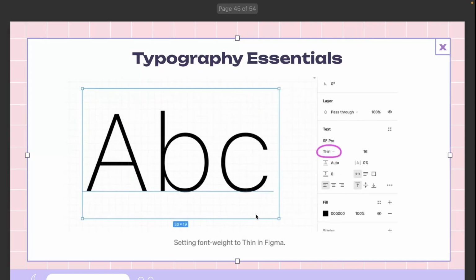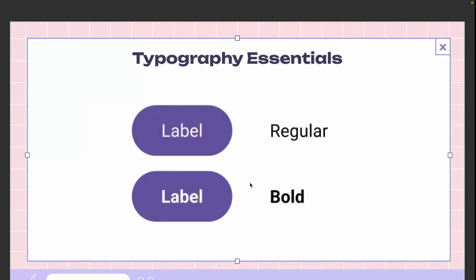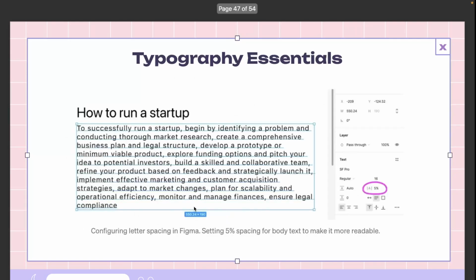And then yes, this is the typeface, or we'll also call it font weight. So what is the weight of the font? Is it thin? Is it bold? Is it regular? Medium? We will also call it that way in Figma. So that is font weight. This is how the font weight will look. The regular will look like this. Bold will look like this. And then these two are important.